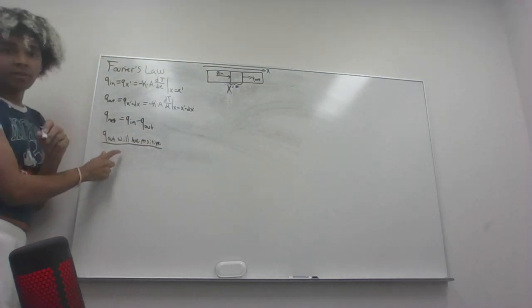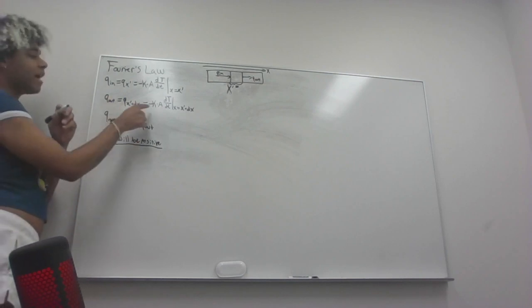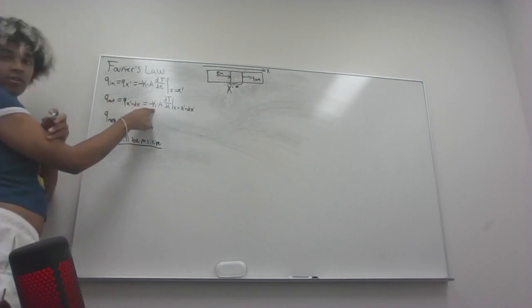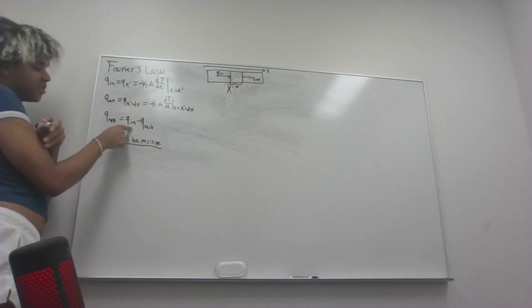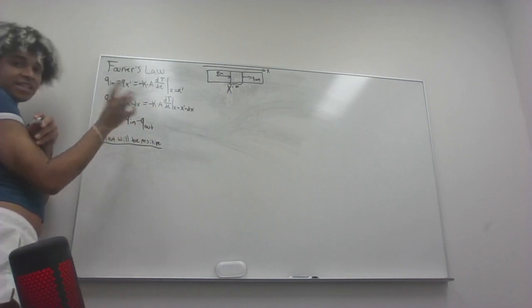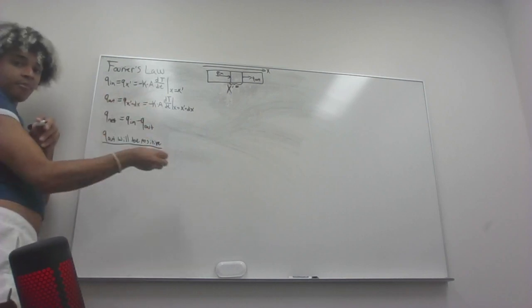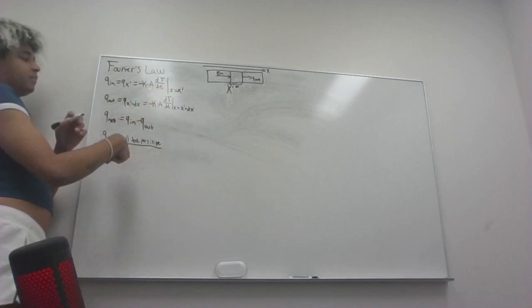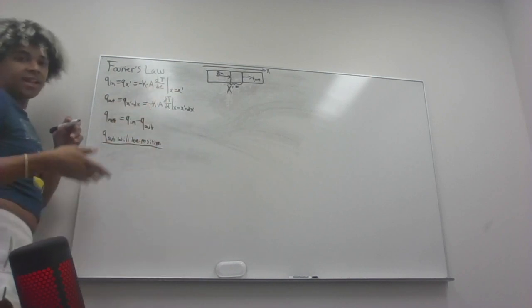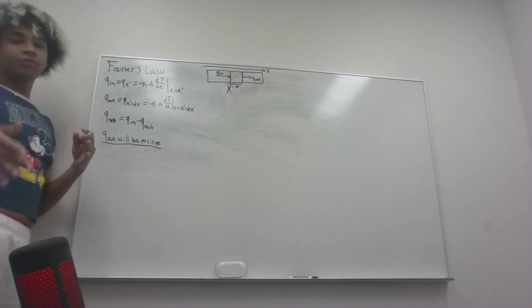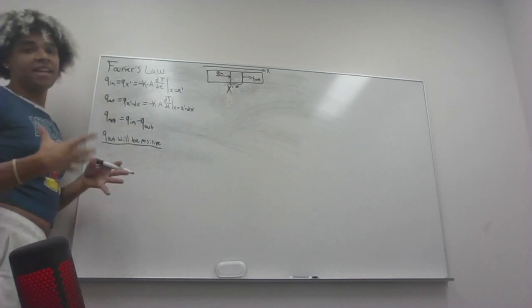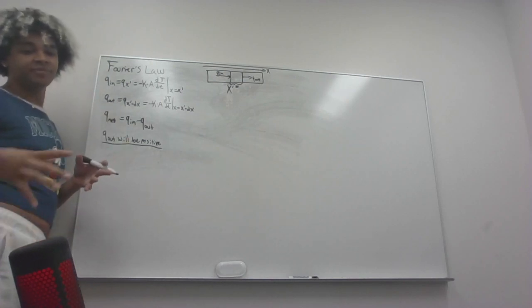Q out will be positive, because if Q out is already negative and it's being subtracted from Q in to get the net heat flux of that metal bar at that section, it has to be positive. It's going to end up being positive. So therefore, we can just say Q out is going to be positive.